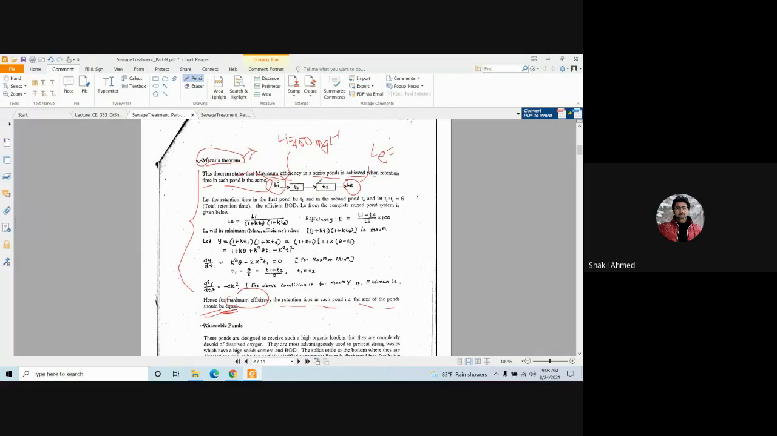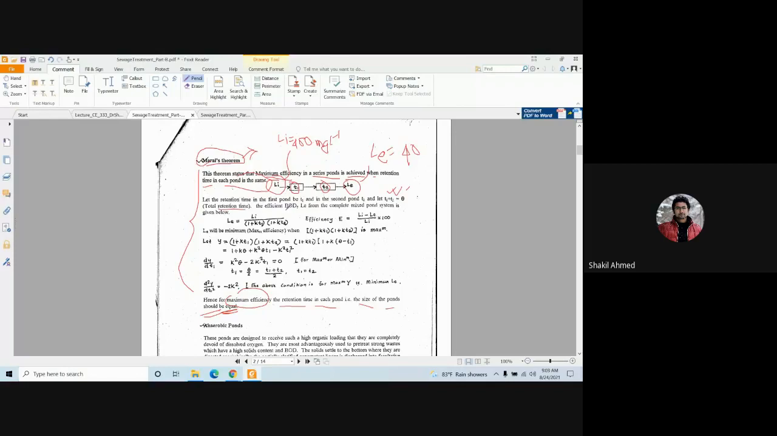Of course, you are treating the BOD, so it will be smaller, maybe 40 or 50, right? So you are reducing the BOD, right? Yes, sir. Okay, let's say you have two ponds only. The retention time here is T1 and the retention time here is T2. And then T1 plus T2, let's say this is theta, the total retention time.